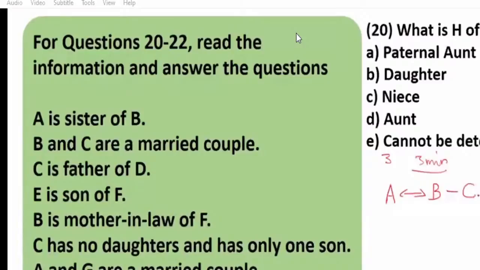C is father of D. So C is male, B must be female. A is sister of B, that means A is female. B is mother-in-law of F. C has no daughters and has only one son. So C has only one son. This is D, and no daughters. So B is mother-in-law of F. So wife is F and B is mother-in-law of F.